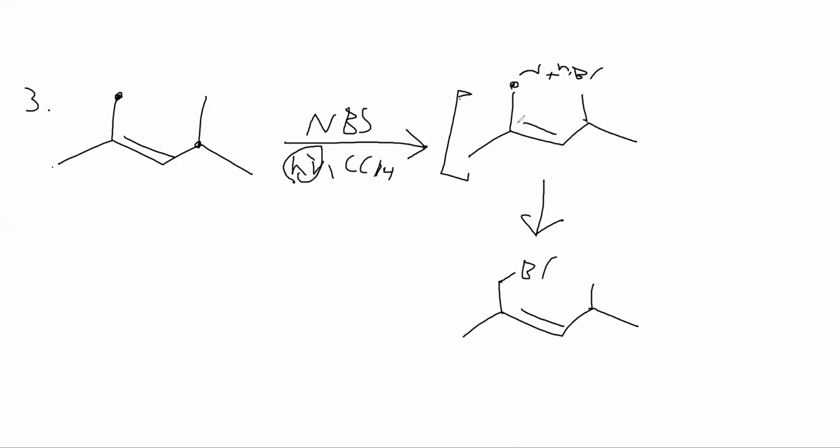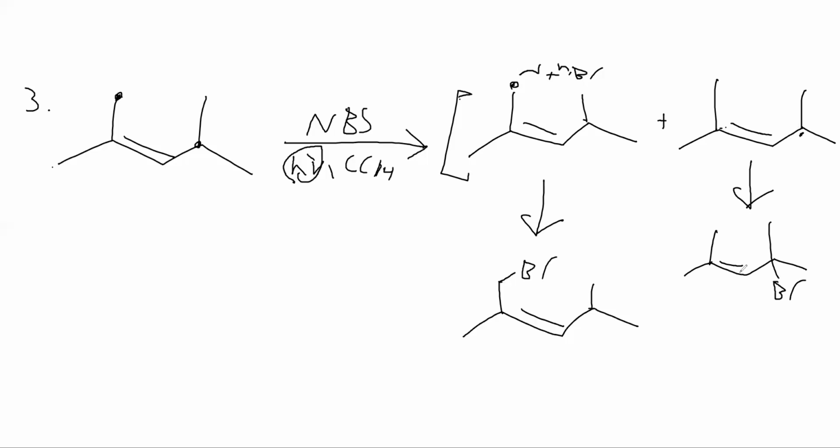And another intermediate, like with the other allylic position, would be this. So that would react with a bromine and lead to this product. So we have 2 products with the 2 different allylic positions. Are there any other products I can draw from this?